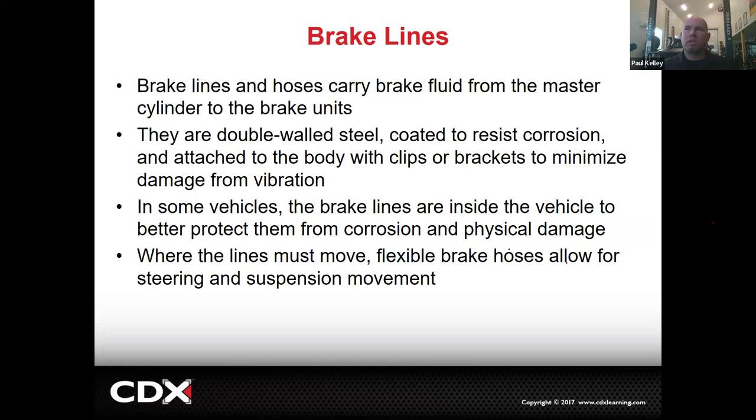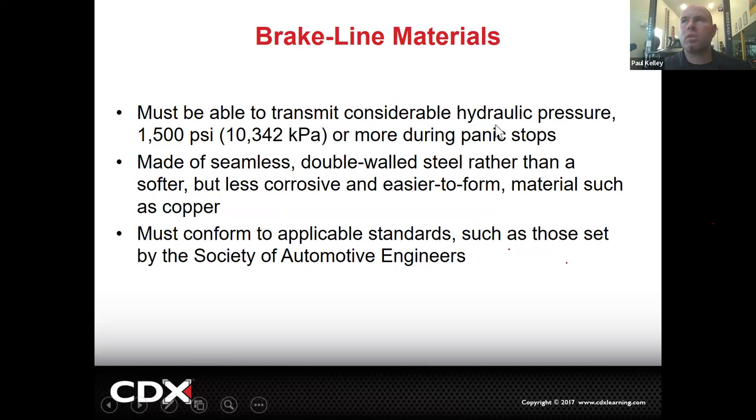So, all right, as we continue, they must be able to transmit considerable hydraulic pressure, like 1500 PSI potentially. If the customer jams the brakes hard, you could hit 1500. And there's no seams, double walled. But for example, if they were to use copper, that would actually be less corrosive and it'd be so easy to bend brake lines, but not as strong and not going to be able to withstand 1500 PSI. We do not substitute copper lines or anything like that at all. We don't. And they have to conform to standards such as SAE, Society of Automotive Engineers. So we don't play no games with that.